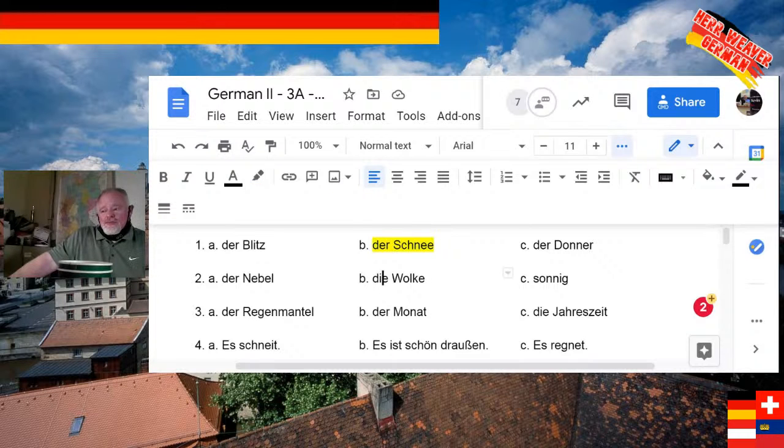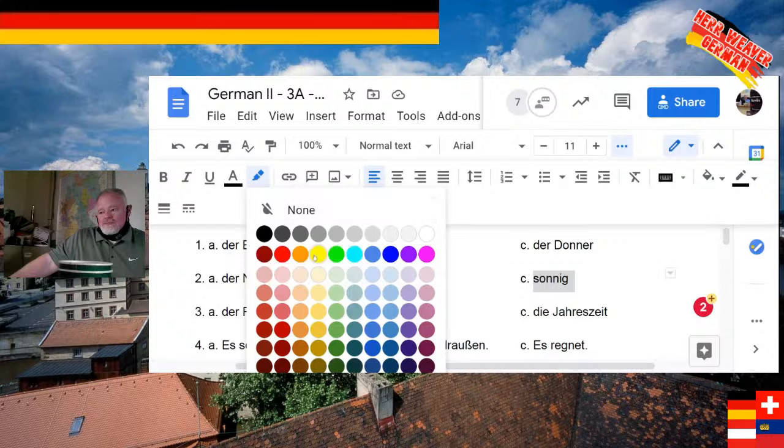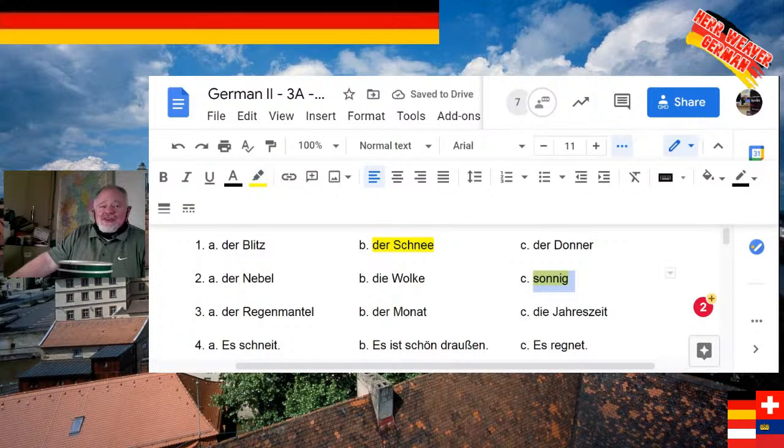Der Nebel, die Wolke, sonnig. And why sonnig and not the others? Because it means sunny, right? And what do Nebel and Wolke mean? Nebel, I don't remember. Wolke, I don't remember. Okay, so you made a good guess. I would know if it was related to sunny.